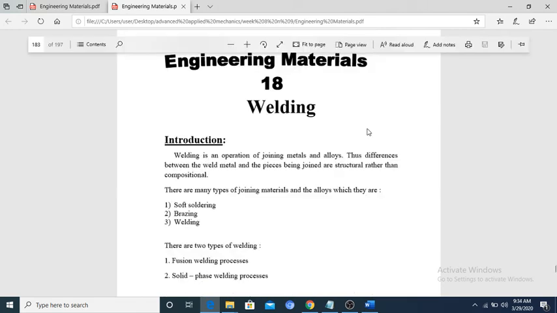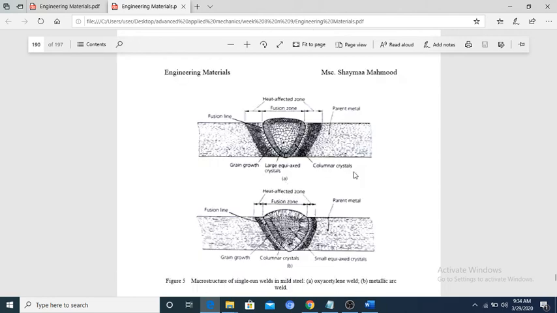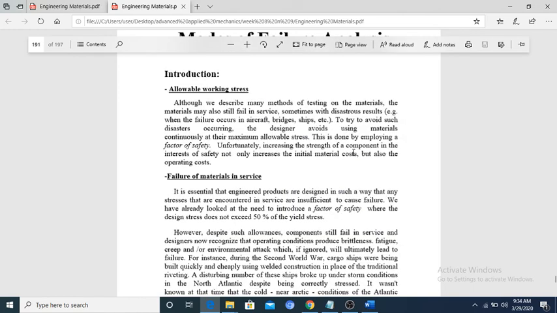Number 18 is welding. There are many types of joining materials, which are soft soldering, brazing, and welding. There are two types of welding: fusion welding process and solid state welding process. Number 19 is modes of failure analysis: available working stress, failures of material in service. Yeah. So this is the thing.